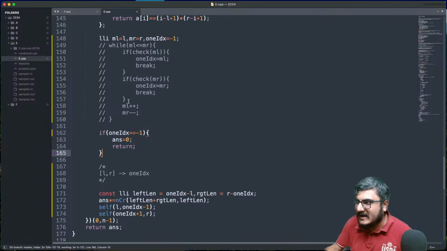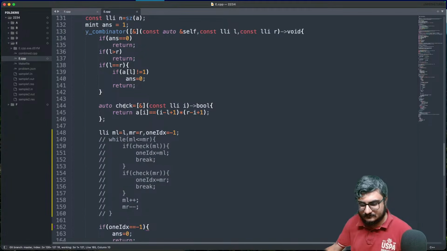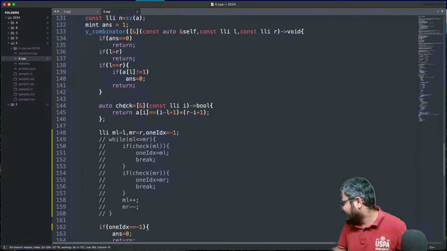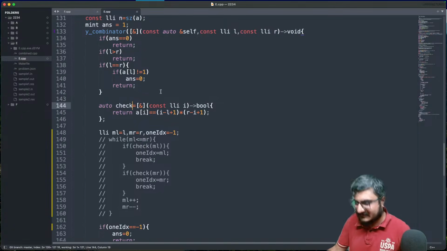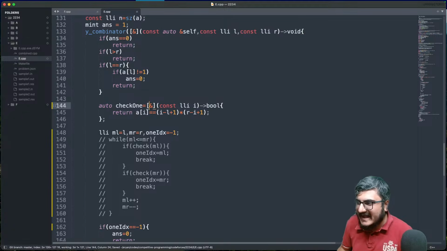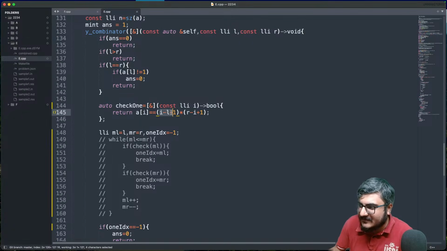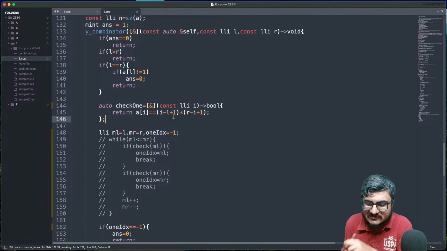So I have written a function, check 1. I have an index i. A[i] is equal to the number of elements from the left side, number of elements from the right side. If that is equal to 1, then only this precise value is 1.